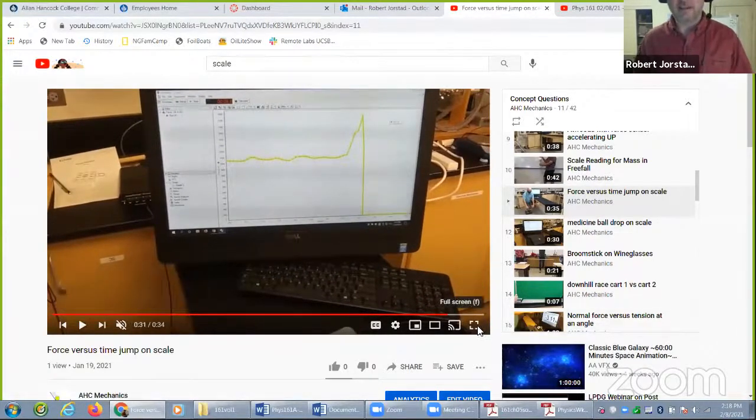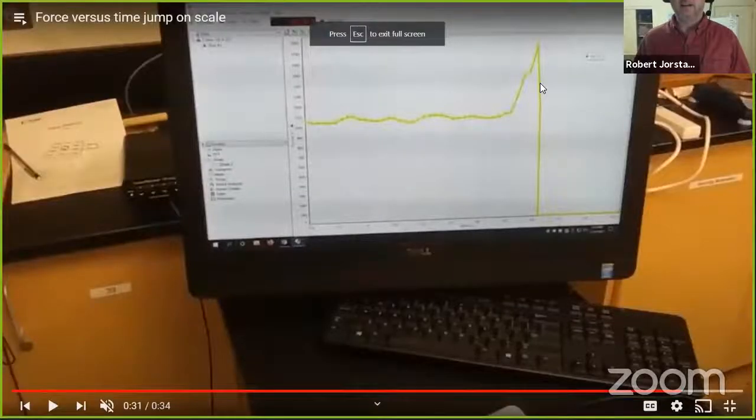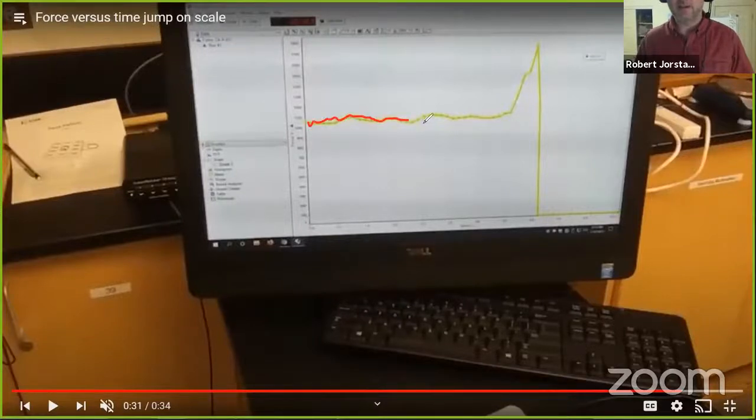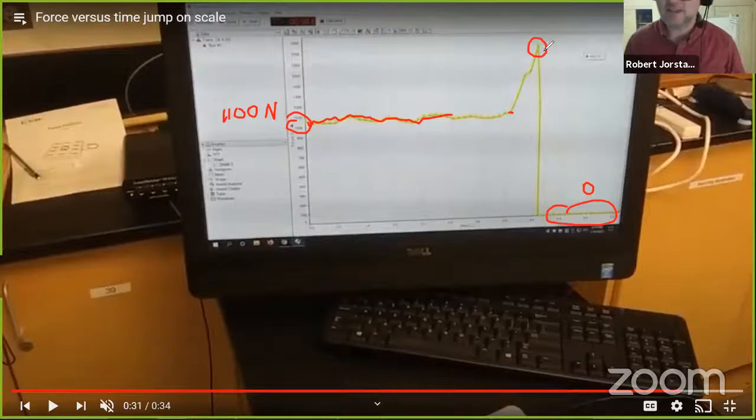Notice this is what it looks like when you jump off the scale. My weight is wiggling here because I'm wiggling up and down, and that's why the scale reading doesn't stay exactly at about, believe it or not, 1,000 or 1,100 newtons. That's a lot of weight if you didn't realize that. I'm a big dude. Right here is when I jump. And then right here, I'm no longer touching the scale, so the scale reads zero. But when I'm jumping, the scale has to produce much more force upwards. Otherwise, I don't leave the crouched position. So if you're going to jump up in the air, the scale reading, once again, does not equal mg.